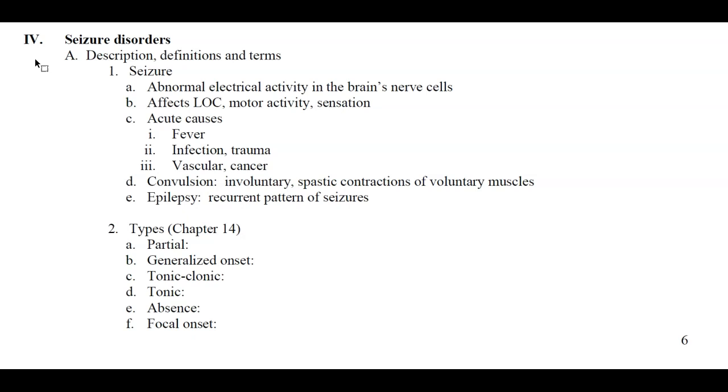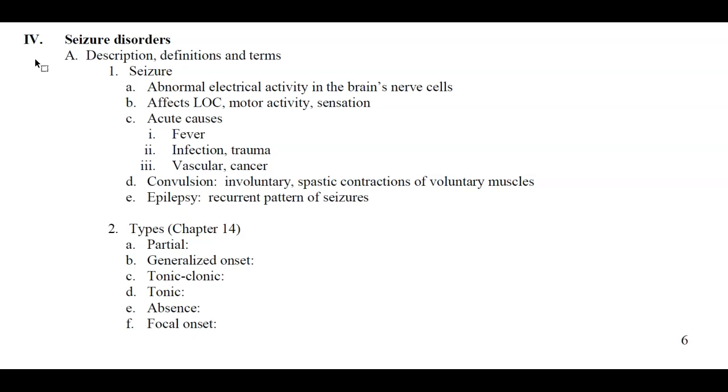Seizures can affect the level of consciousness of an individual experiencing it. It can affect the motor activity as well as the sensation. Some causes of seizure include fever, infection, trauma, and sometimes other causes include cancer and vascular causes. The most common vascular cause is a stroke or cerebrovascular accident, or CVA.